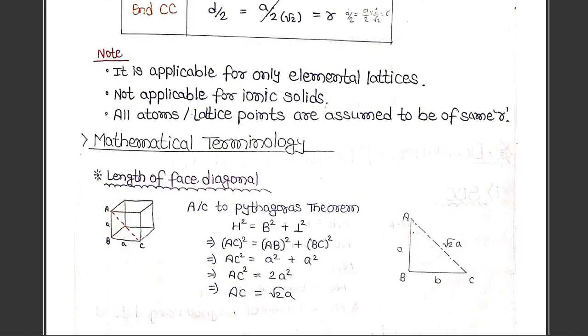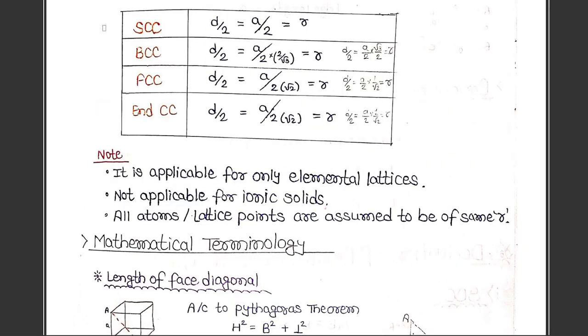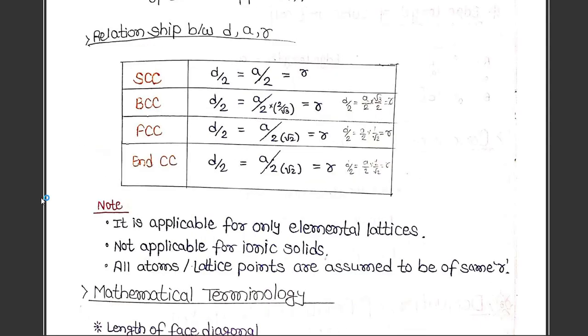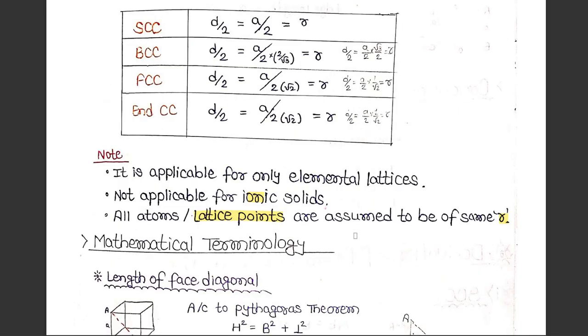Here are some notes to be noted for the relationship between d, a and r. It is applicable for elemental lattices only, and it is not applicable for ionic solids. And all atoms or lattice points are assumed to be of the same radius.